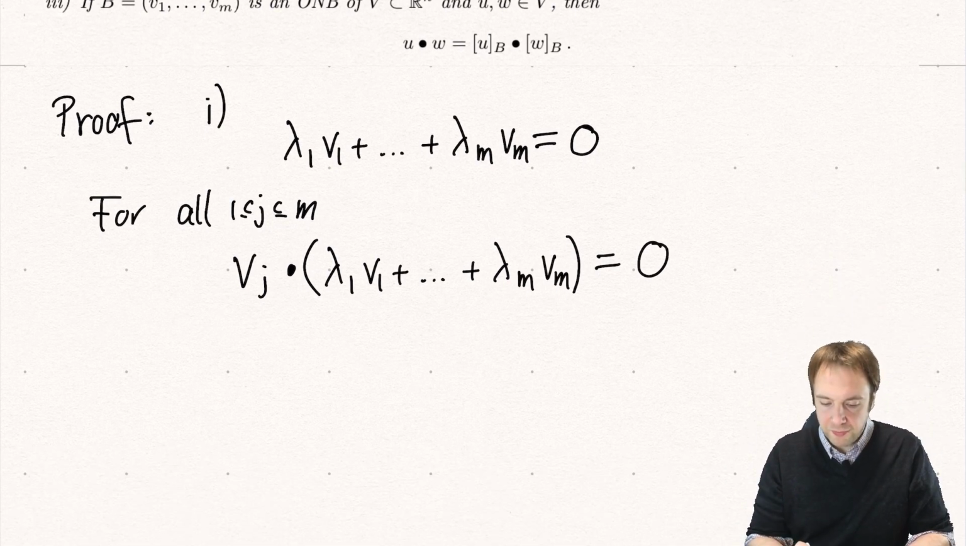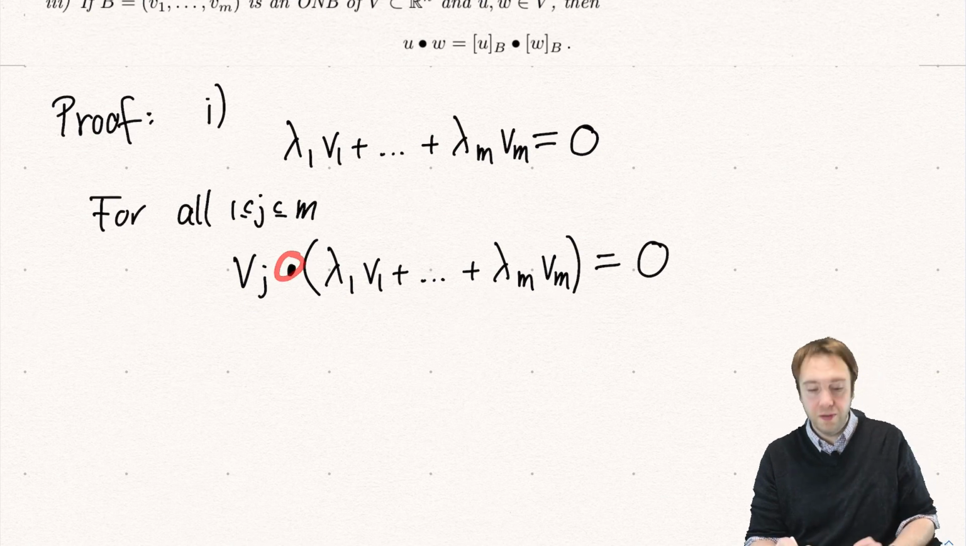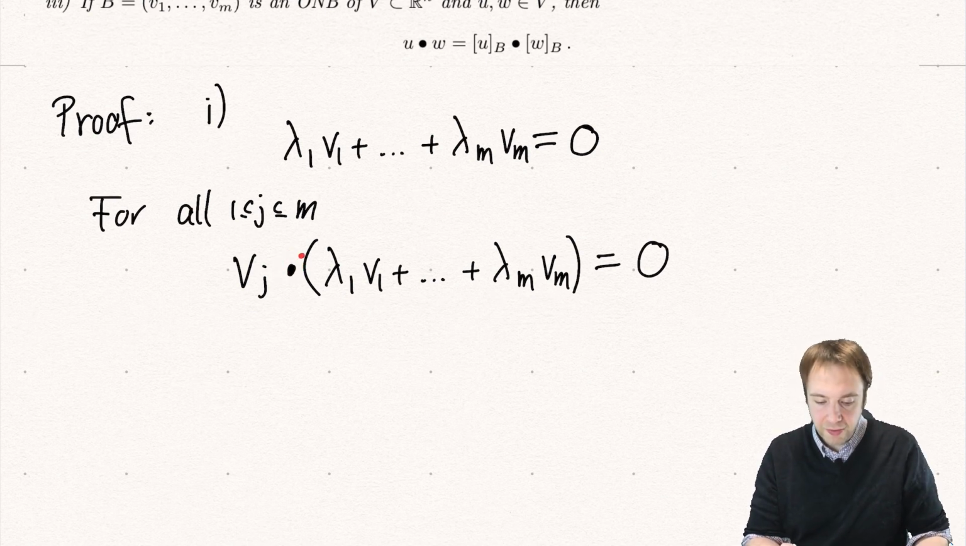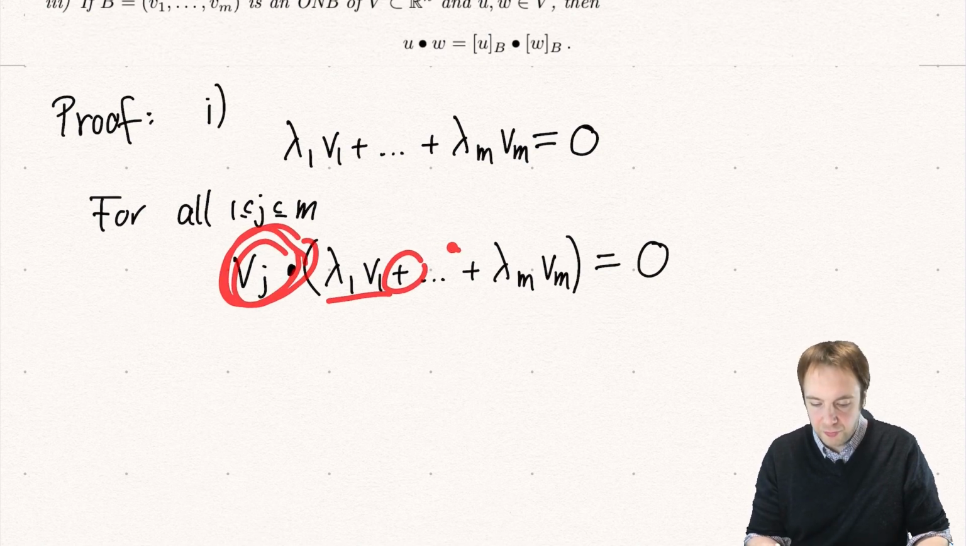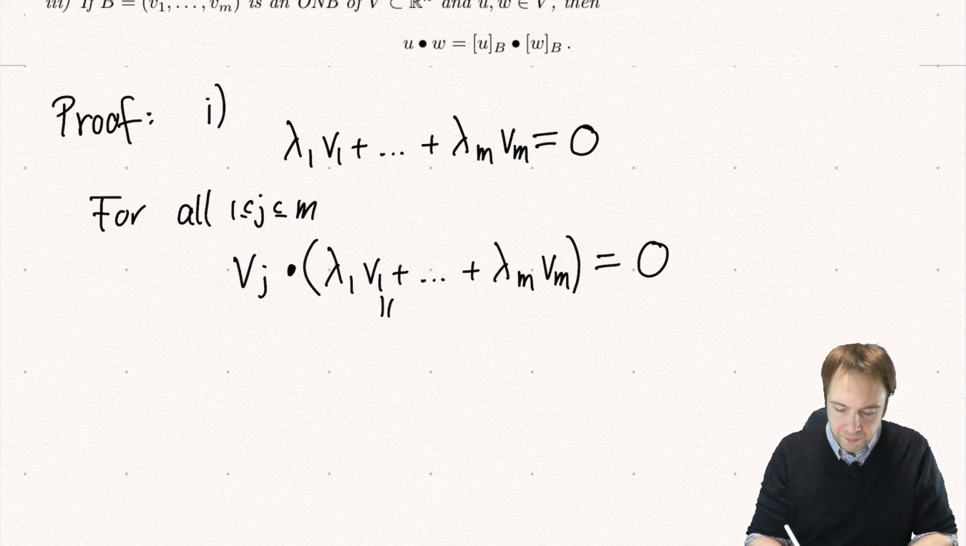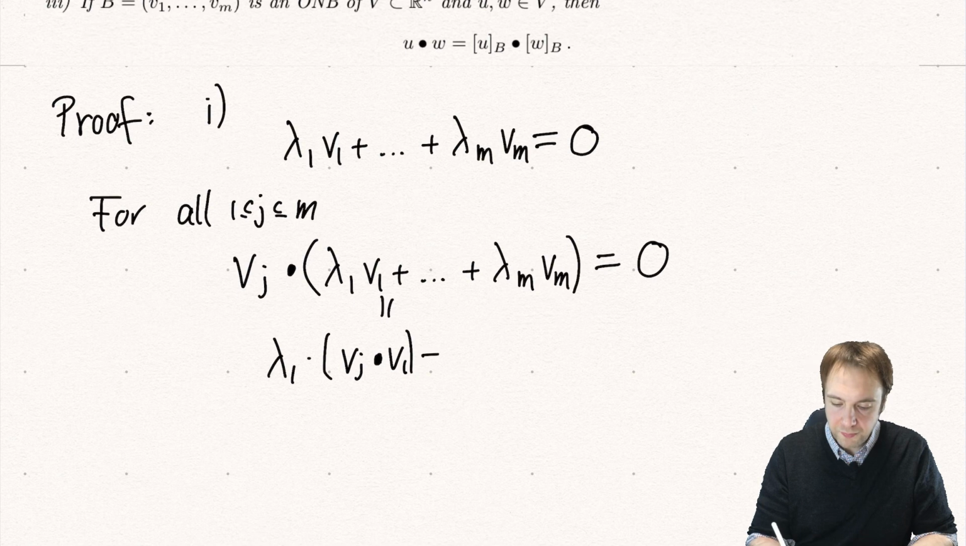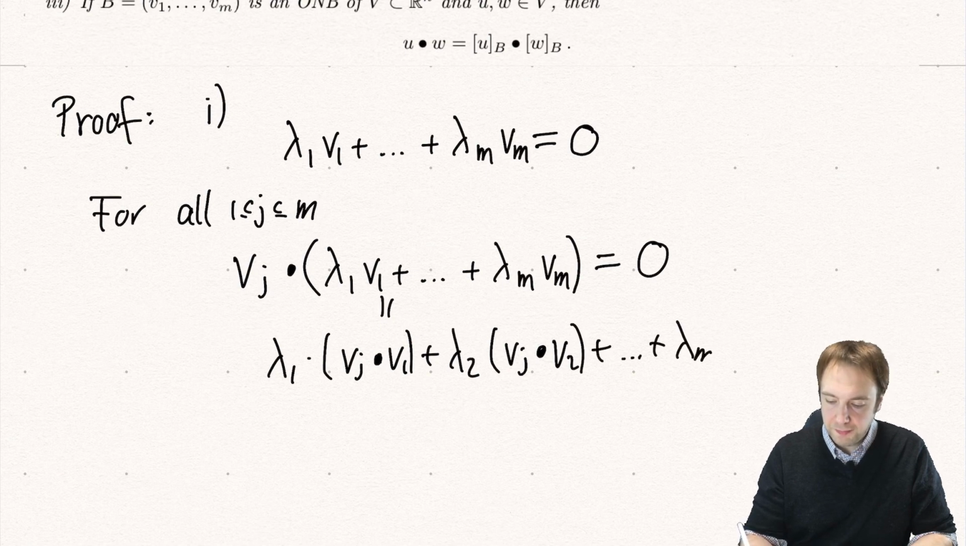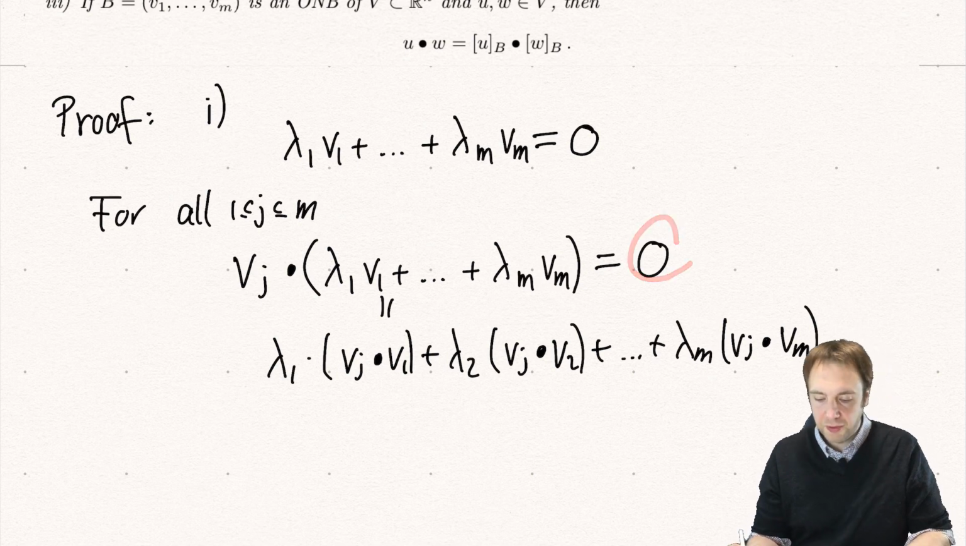But on the left-hand side, we learned that the dot product satisfies the property that I can multiply this with this plus this with this and so on. So this is the same as lambda 1 times vj dot product v1, plus lambda 2 times vj dot product v2, and so on up to lambda m times vj dot product vm, and this equals 0.